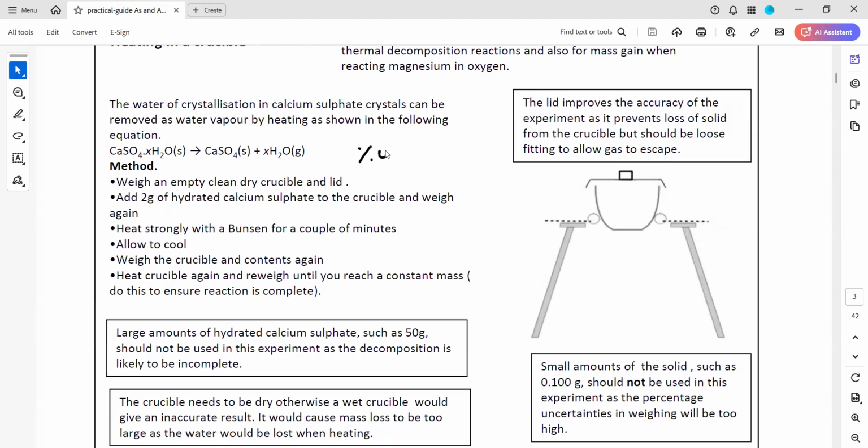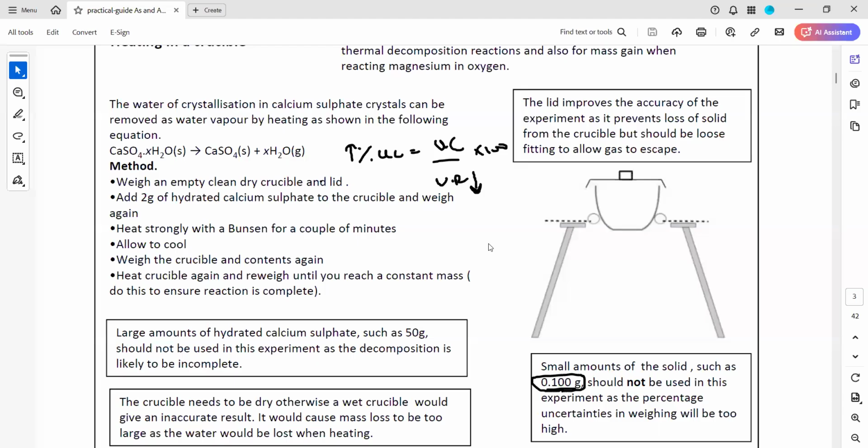Remember, the percentage uncertainty is the uncertainty divided by the value recorded, multiplied by 100. So if you use a very small mass, that means we record a small value. If we record a small value, then the percentage uncertainty will be very high.